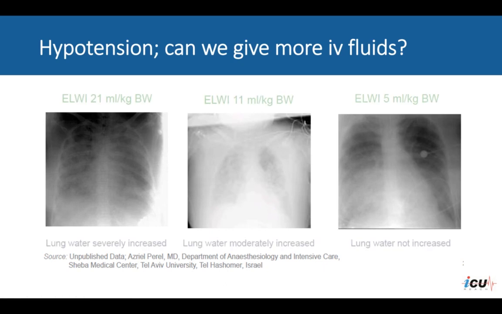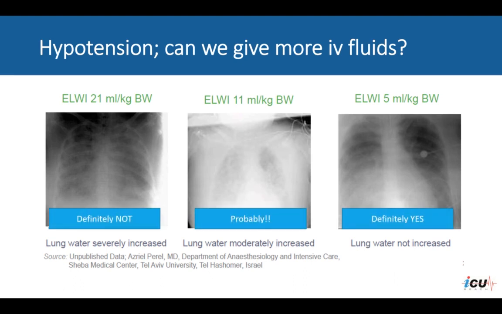Well, what if you know that the extravascular lung water index for this patient is 21, compared to this patient with the extravascular lung water index of 11, and this patient is having the extravascular lung water index of 5. Well, your decision is going to be completely different. Now, the patient on the left, you are definitely not going to give him any further fluid. The patient in the middle may or may not.